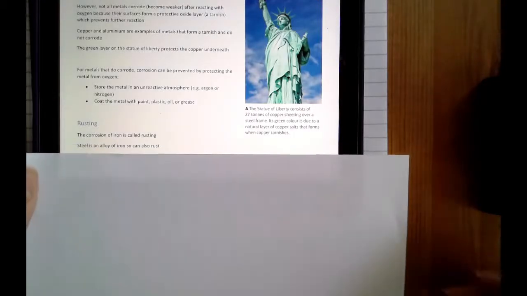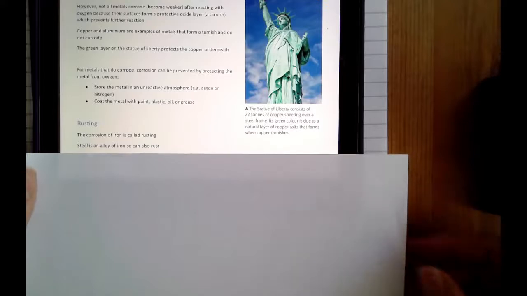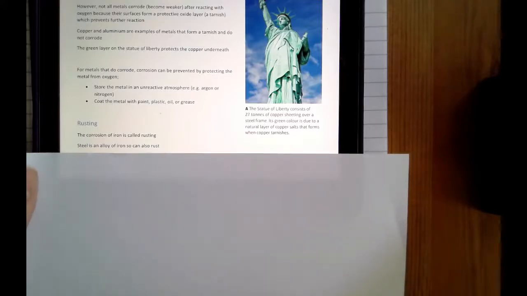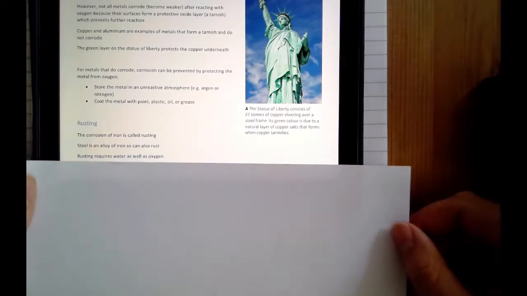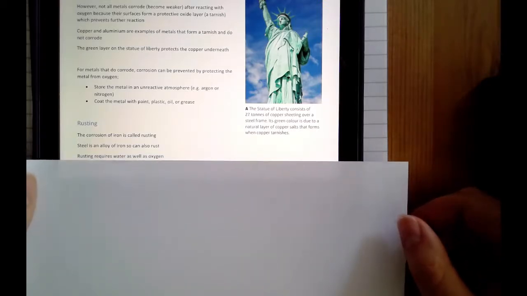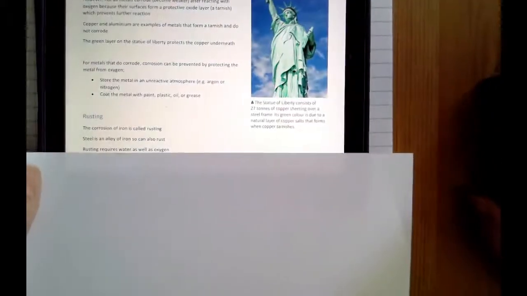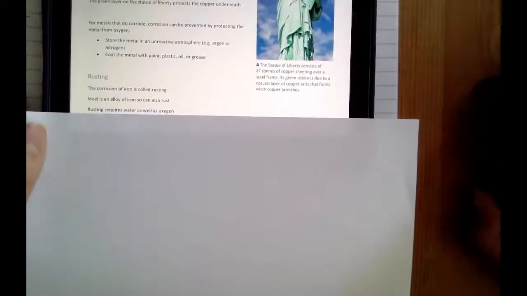However, steel is an alloy of iron. We're going to see that in the next video. So an alloy is just a mixture of a metal and something else. And steel is a mixture of iron and carbon. Because there is iron in steel, you can also say that steel rusts, but it's the iron that's the important element for rusting. It does require oxygen, but it also requires water. So you need both water and oxygen for iron to rust.